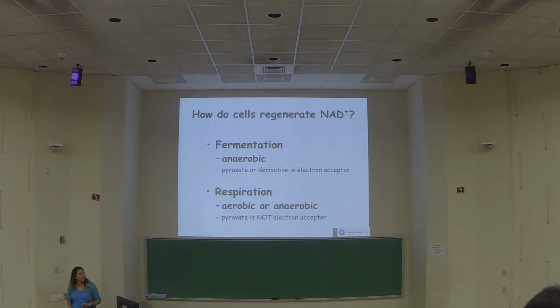All right, so we can regenerate that NAD+ either in an anaerobic way in fermentation using pyruvate as an electron acceptor. So NAD+ picks up an electron and a hydrogen in that second phase of glycolysis. In order to reset, it's got to be able to dump that electron onto something else. In fermentation, it dumps that electron onto pyruvate in various processes. In respiration, we're going to look at aerobic respiration specifically, but in this pathway, pyruvate is not the electron acceptor, something else is.